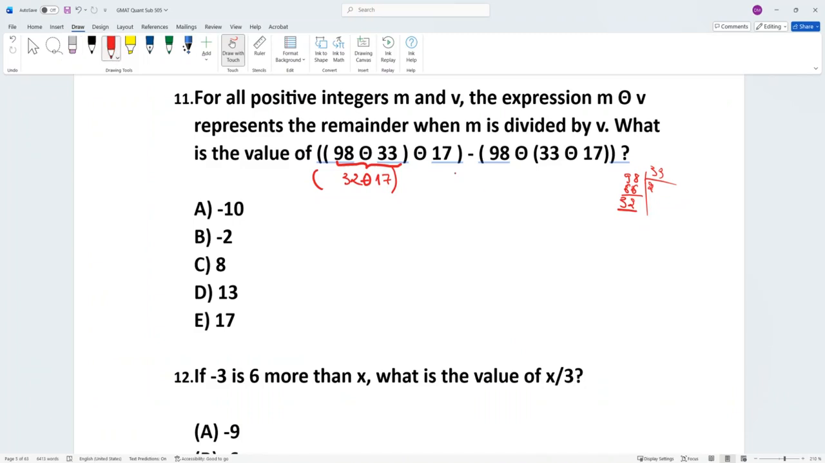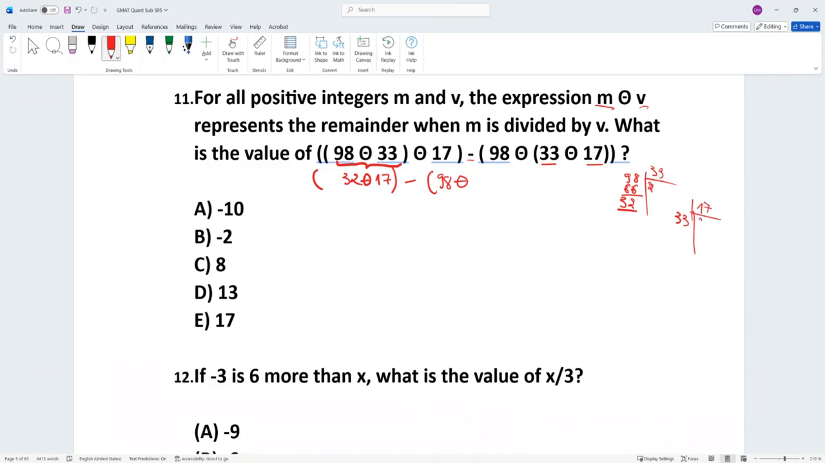Okay, so let's move on to here. Here we have the minus sign, and then we have 98. Like I said, we are going to work on what we have inside the brackets. Then here we have 33 divided by 17. We can quickly do that. 33, because the value on the left here is equivalent to m, and the value on the right is v. So, divided by 17.